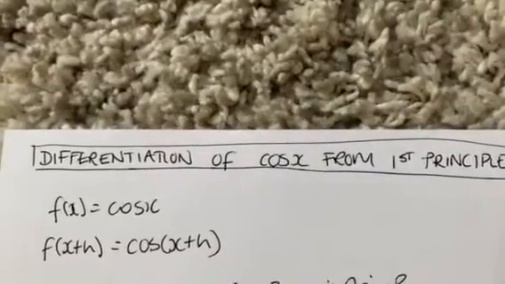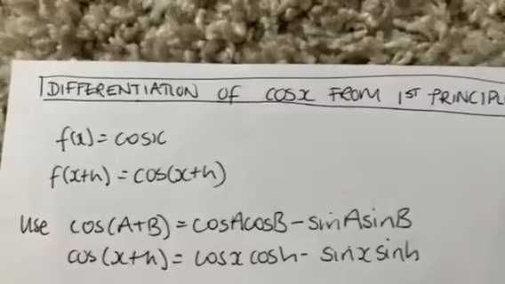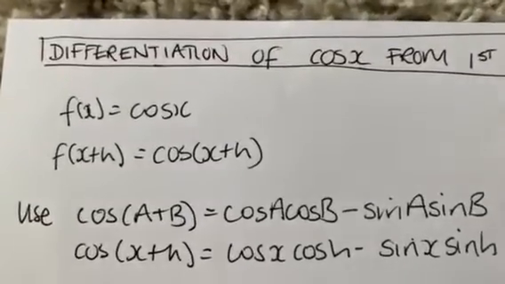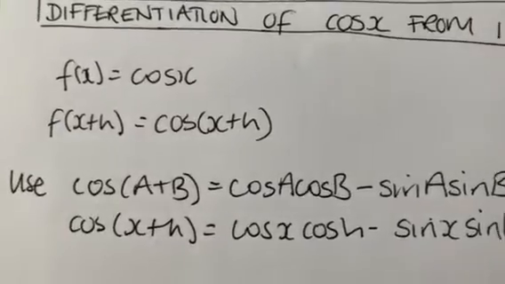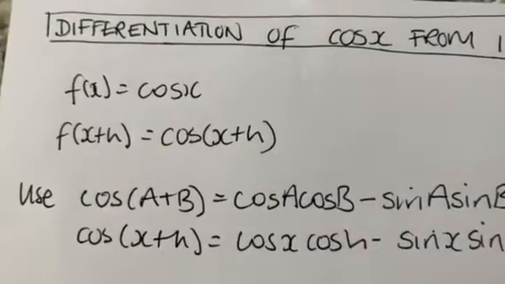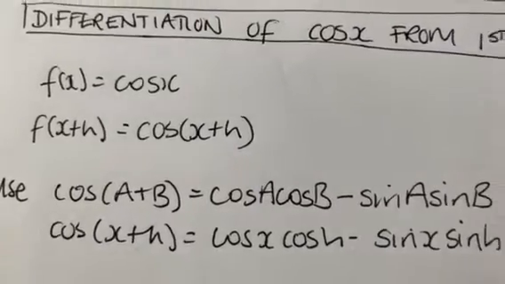Syllabus, you're going to be required to differentiate cos x and sin x from first principles. So you're going to have your first principles formula on the formula booklet. You know that you're going to need f of x, which is cos x, and f of x plus h, which is cos bracket x plus h.